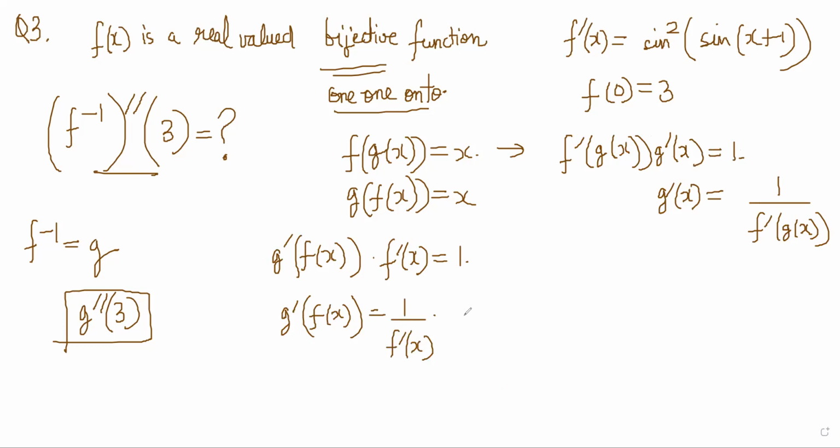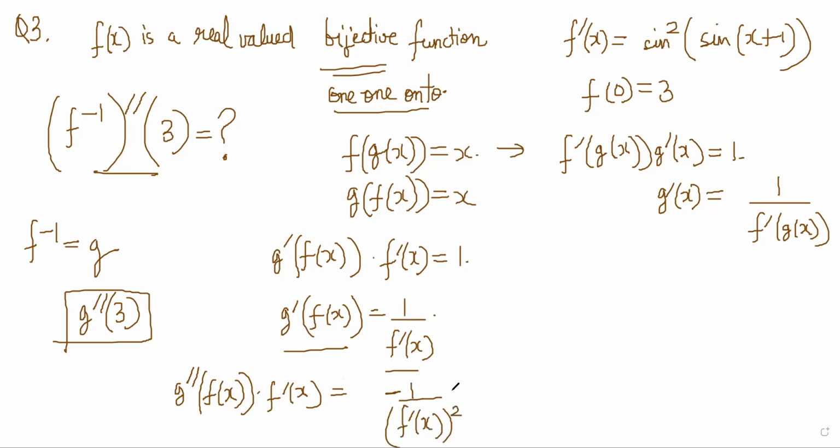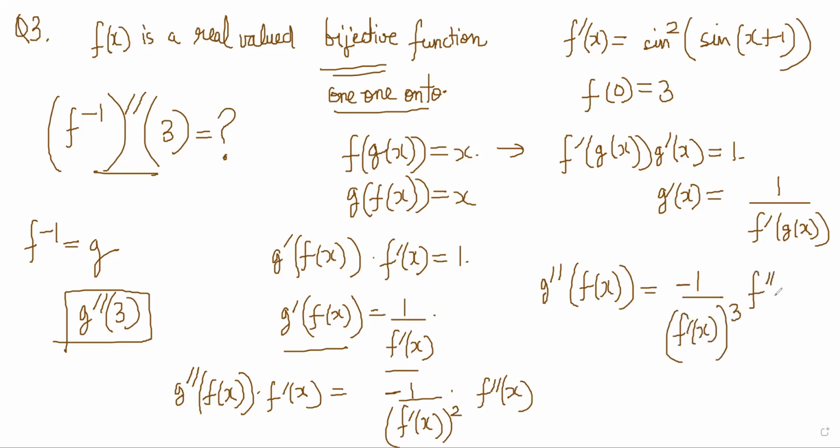Now, if I differentiate this once more, g double dash f of x multiplied by f dash x is the differentiation on this side. And this side should be minus 1 by f dash x whole square into f double dash x. Therefore, I will get g double dash f of x is equal to minus 1 by f dash x whole cube multiplied by f double dash x.